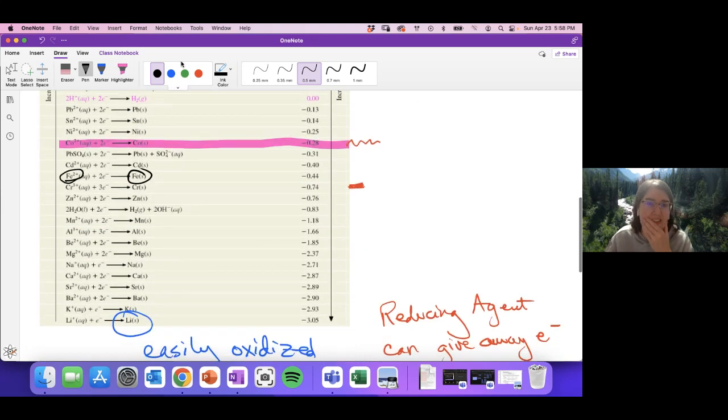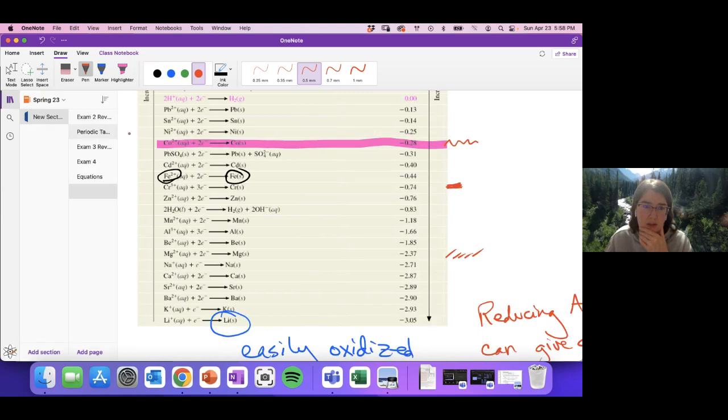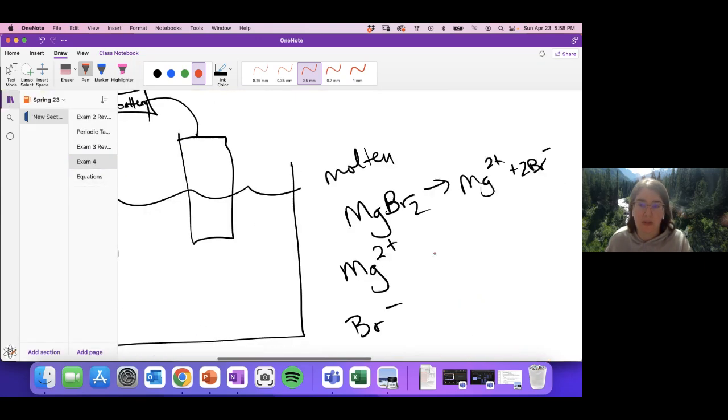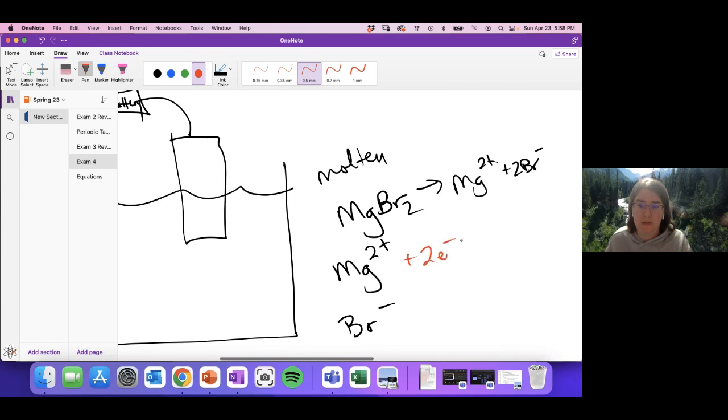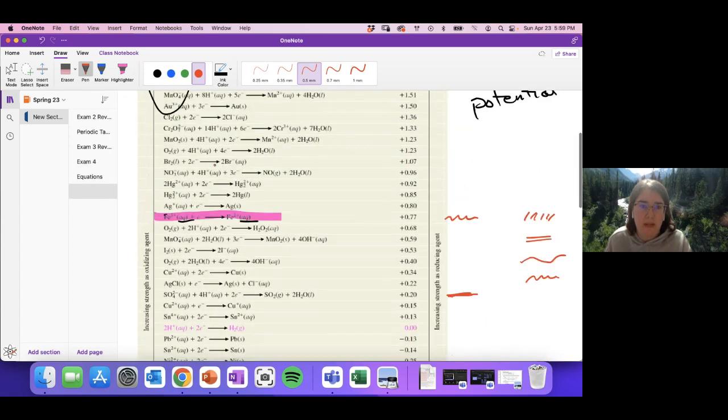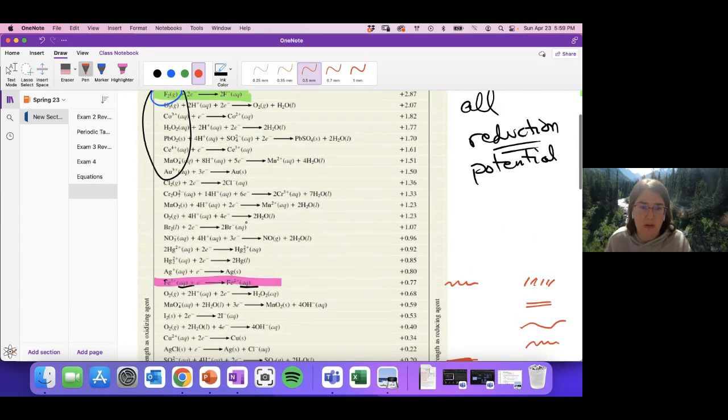There it is. I know it's very small, but my magnesium is over here. So magnesium 2+ plus 2 electrons goes to magnesium solid. So this is going to gain 2 electrons and go to magnesium solid. And then my other reaction is bromide minus. Finding this is a little bit trickier because it's on the other side.